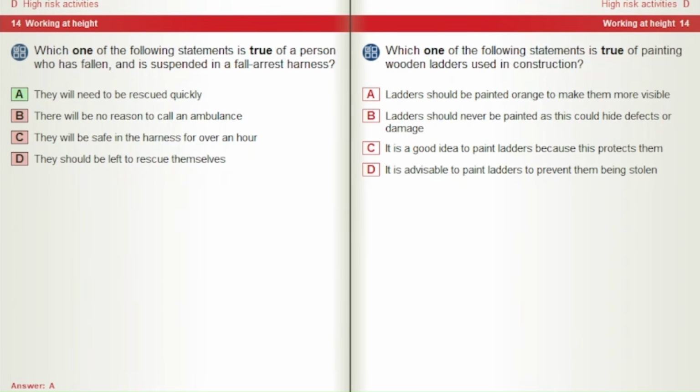Which one of the following statements is true of painting wooden ladders used in construction? Ladders should be painted orange to make them more visible. Ladders should never be painted as this could hide defects or damage. It is a good idea to paint ladders because this protects them. It is advisable to paint ladders to prevent them being stolen.